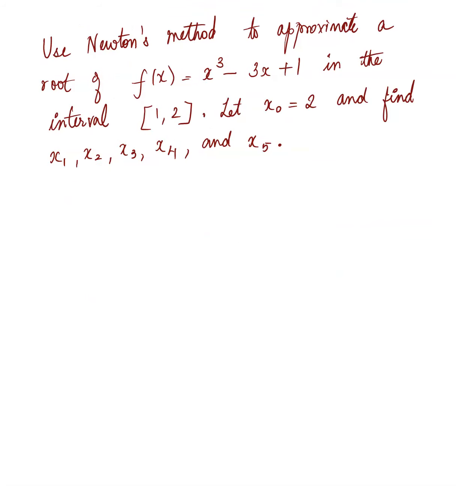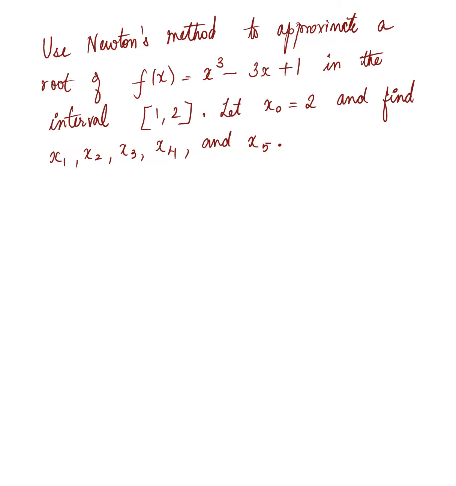Use Newton's method to approximate a root of f of x equals x cubed minus 3x plus 1 in the interval 1 to 2. Let x naught be 2, and find x1 through x5. Very specific instructions. Newton's method is what we should use, so we are clear about what to do there. And it said to approximate a root. You have to be very clear about how the language is indicating us to find one of the roots.